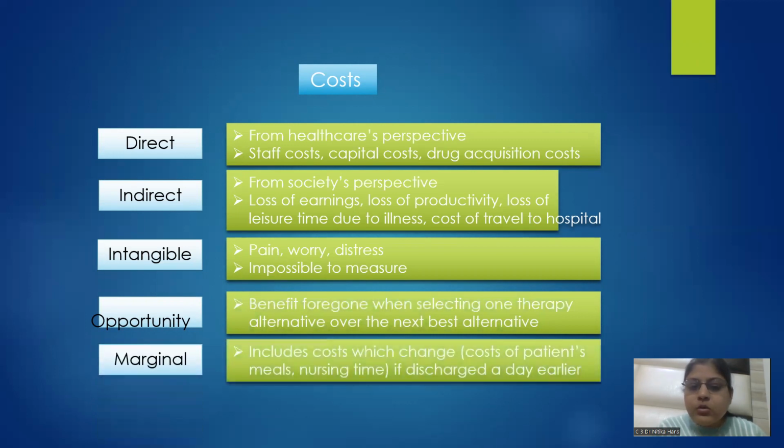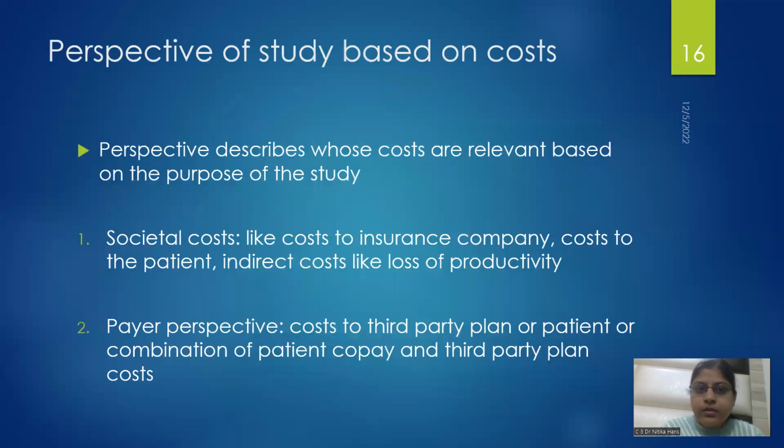Marginal cost is the cost of the patient's meals and nursing time. It applies when there is a shorter hospital stay compared to the previous treatment. The newer treatment has a shorter hospital stay, so the patient is charged a day earlier. So the cost of patient meals and nursing time will be reduced. That is the marginal cost.